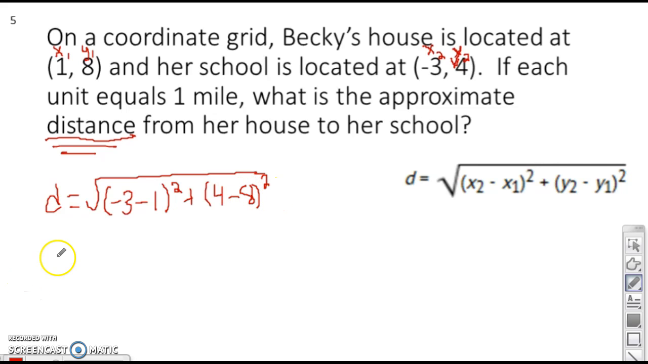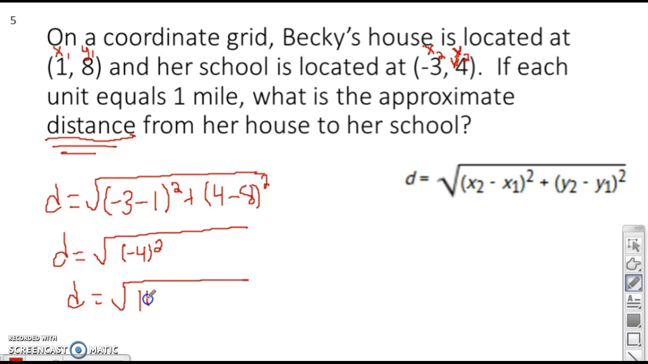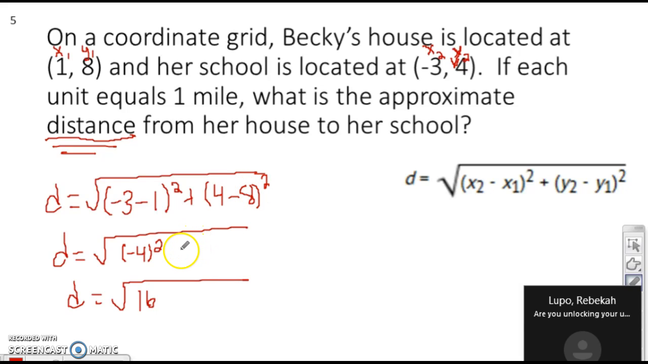Now you can use your brain or you can use your calculator from this point. I'll do a little bit of both. So -3 minus 1, that's going to be -4. And -4 squared is going to be a +16. And then over here we have 4 minus 8. That's going to also be a -4. And -4 squared is 16. So when we add those together, we're going to get the distance as the square root of 32.